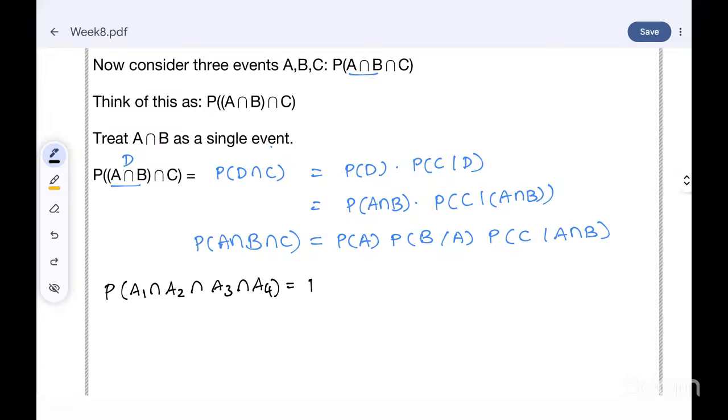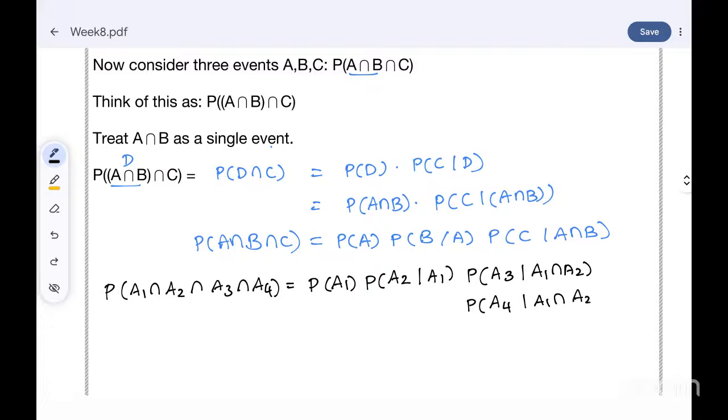Okay, maybe I'll start. So it should be P of A1, right? And then P of A2 given A1. And then what should be? Probability of A3 given A1 intersection A2, and then A4 given A1 intersection A2 intersection A3. Okay, so this is for 4 events, right?